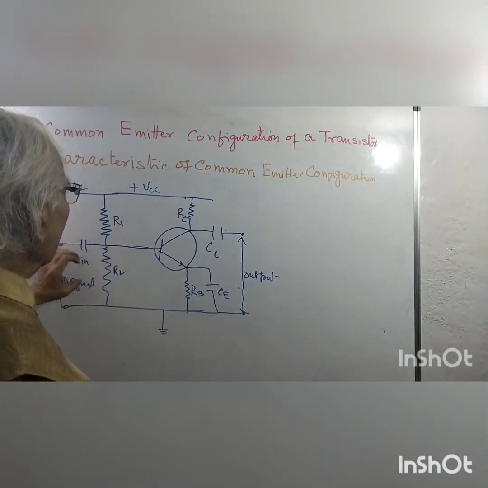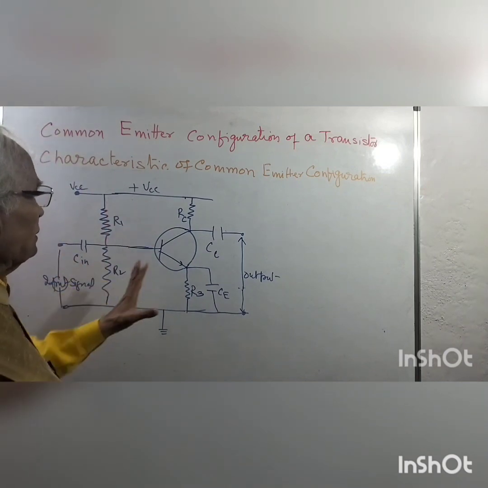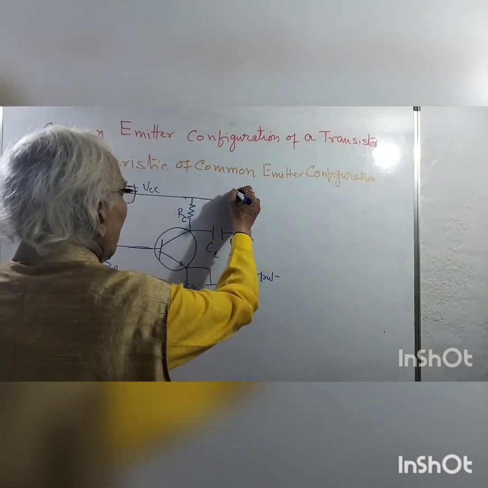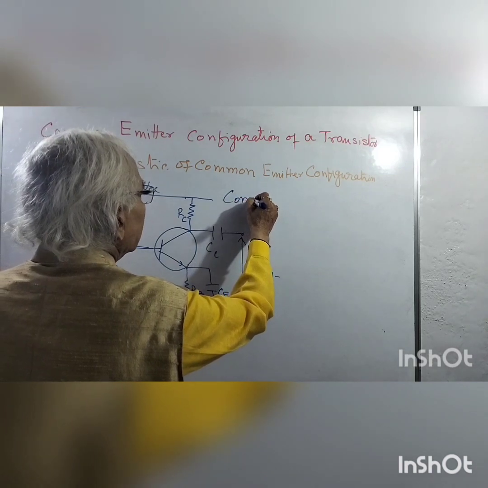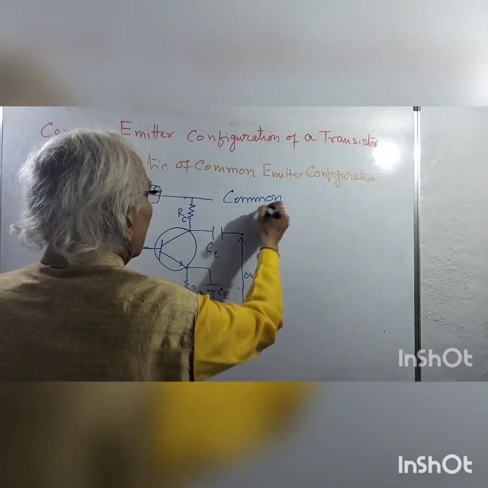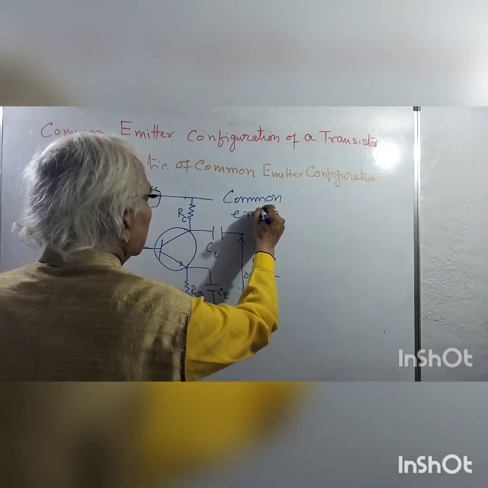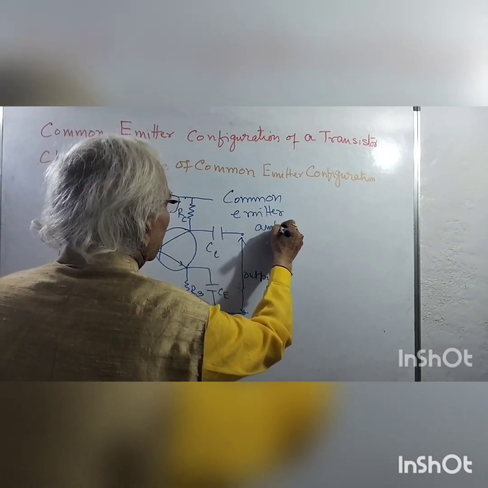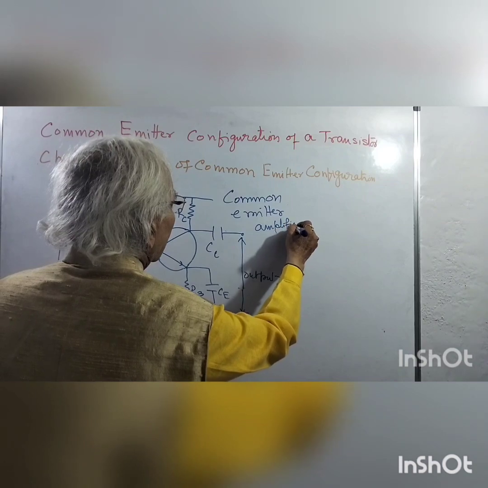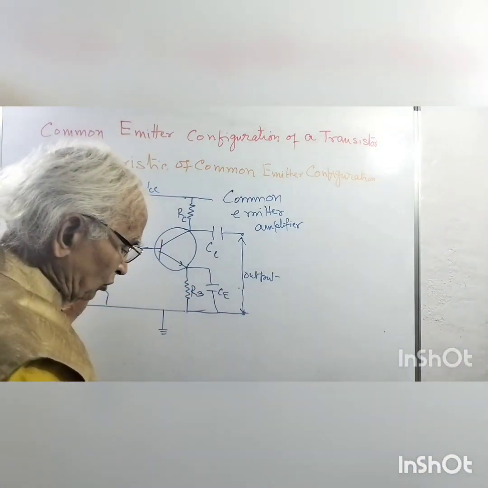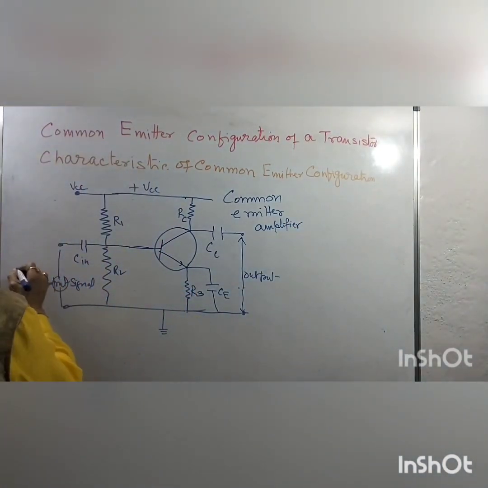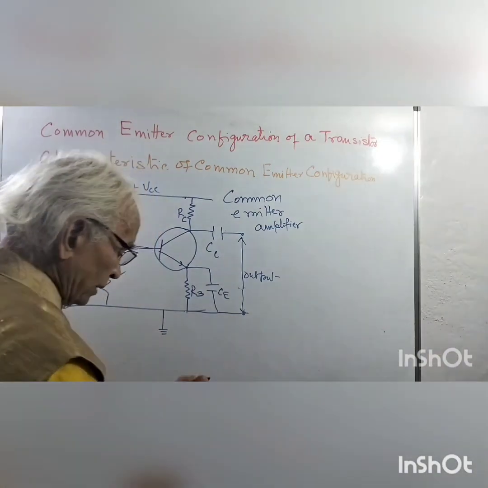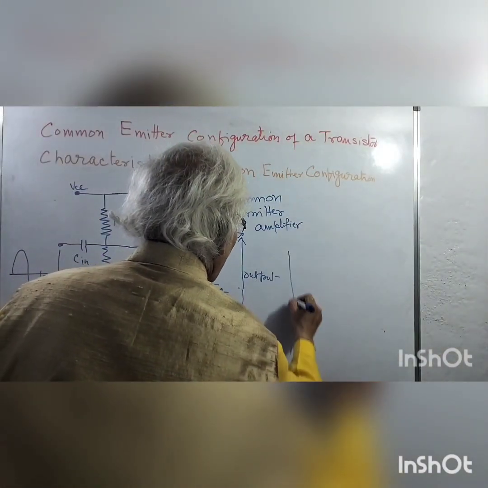And here we apply the input signal. So this is actually the circuit for a common emitter amplifier. Here we apply a signal like this, and we get the output here.